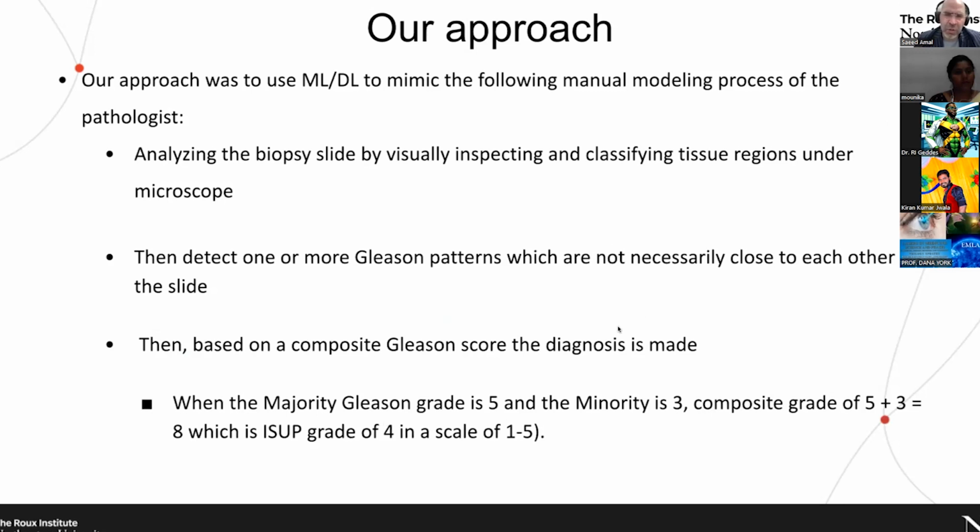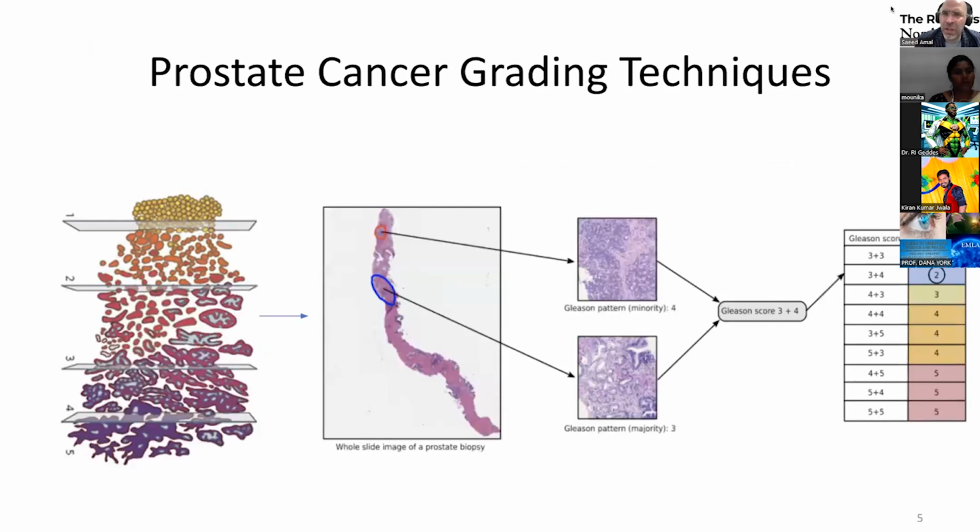The ISUP grade runs from 1 to 5, and in this image we can see how it's done. First, on the left we can see what a benign or normal cell looks like: a tissue with small cells, well structured. Then with increasing severity, ISUP grade 2, 3, 4, we can see that it becomes more unstructured, with bigger glands inside the cells.